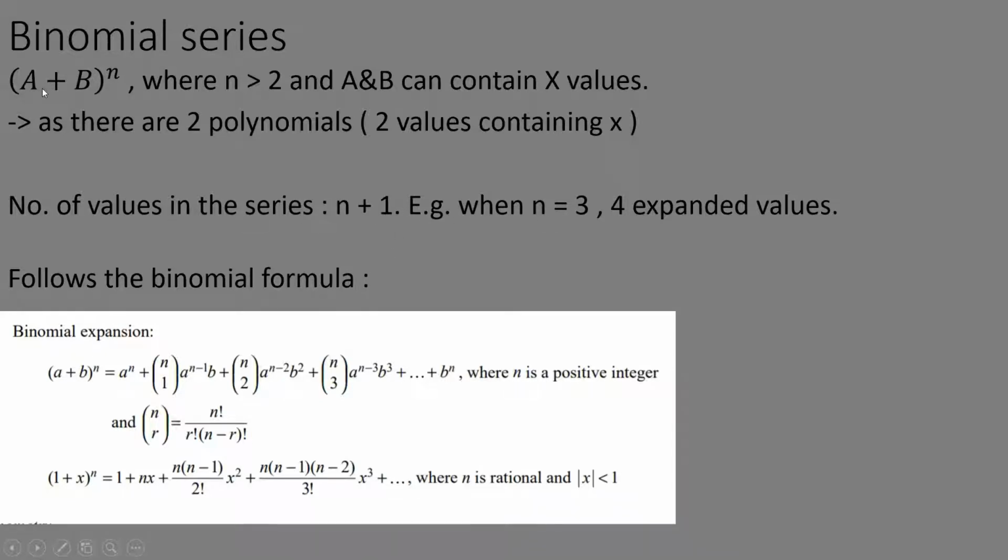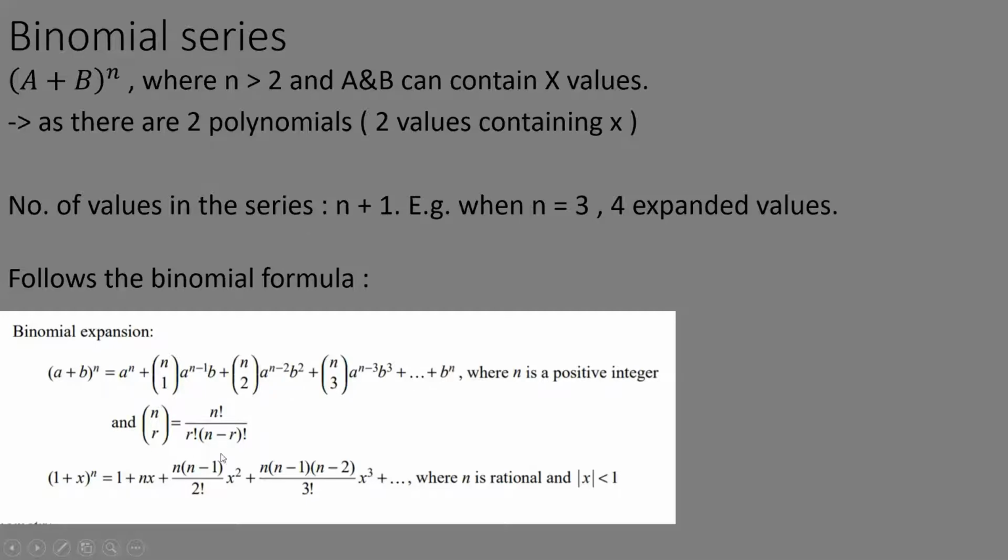So when n equals 3, for example, (a + b) raised to the power 3, there'll be 4 expanded values. Next up, this is your binomial formula. You could memorize this as such, or I could teach you another way for you to know that when I go through the questions later on. But this is given in your data booklet, so you don't really need to memorize any of these formulas. Just take note of this formula.